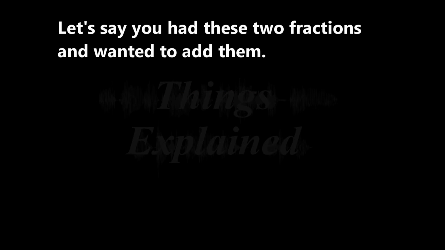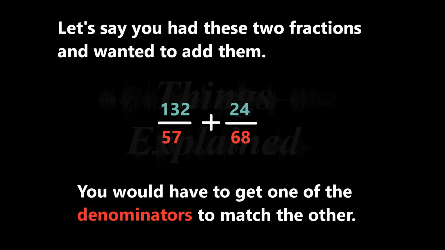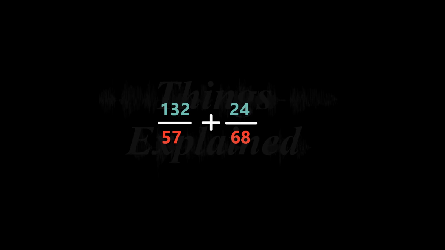Let's say you had these two fractions, and wanted to add them. 132 over 57 plus 24 over 68. In order to add them, you would have to make their context the same. You would have to get one of the denominators to match the other. When choosing which denominator to change, it's always cleaner to change the smaller denominator into the larger denominator. So we're going to be transforming the 57 into a 68.